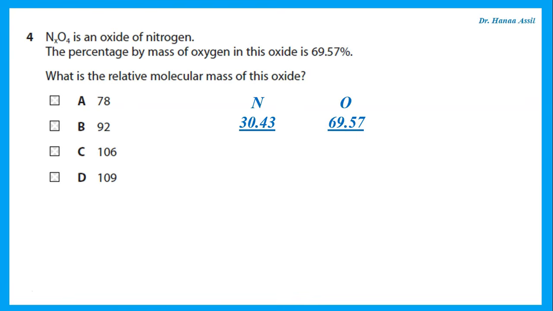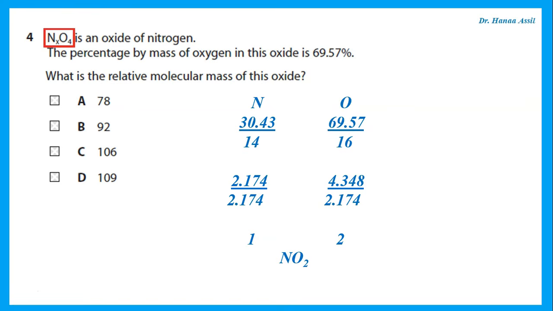If the oxygen is 69.57%, the rest of 100 is the nitrogen. To get the empirical formula, that means divide by the atomic mass of nitrogen and the atomic mass of oxygen. What comes out, divide by the smallest. This gives a ratio of 1 to 2. That means the empirical formula is NO2.